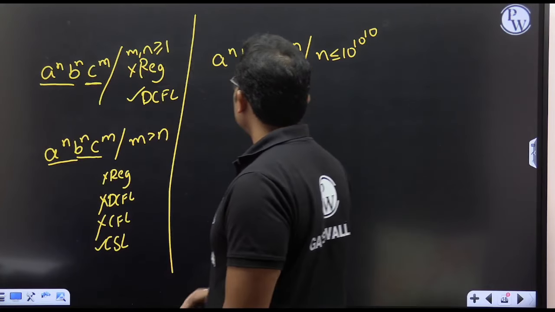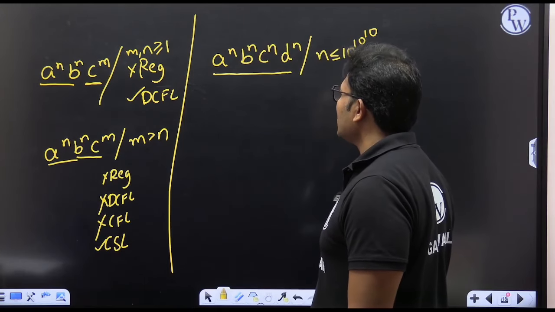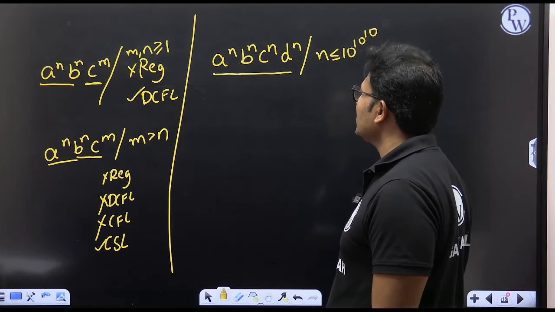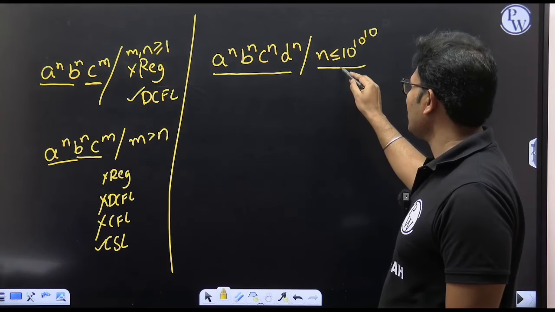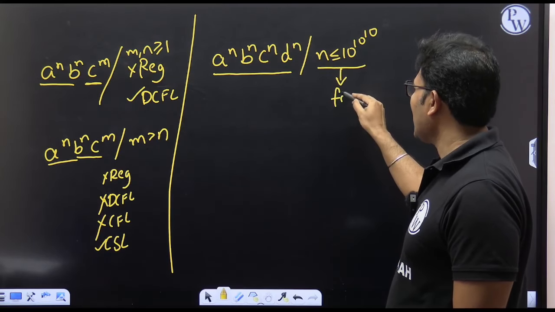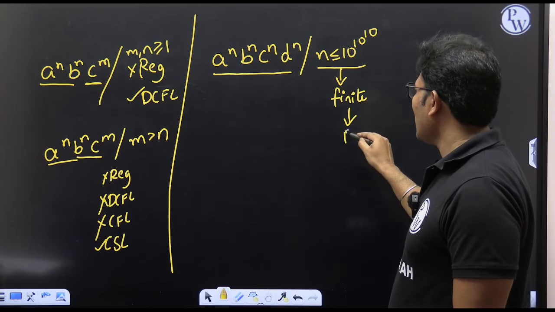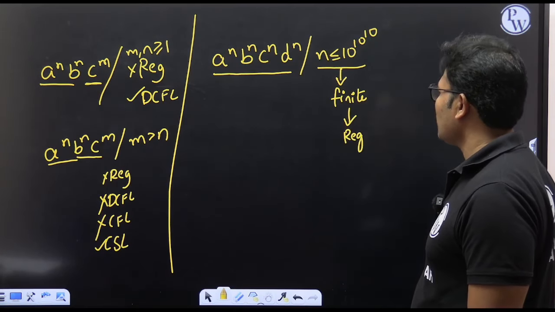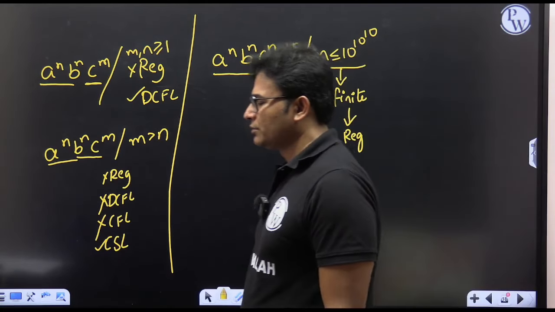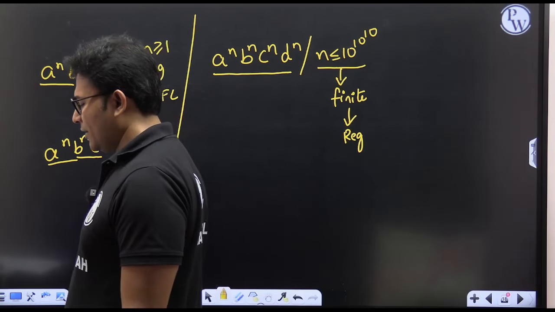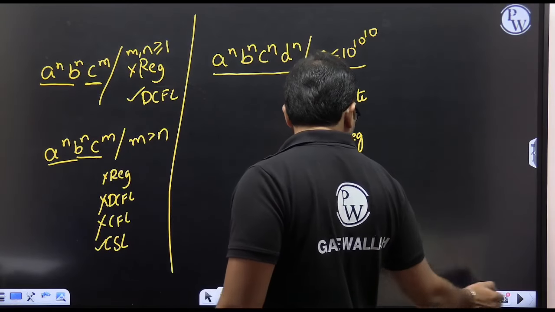So this language looks like it is not context free, but the problem is n is less than or equal to 10 power 10 power 10, which means this is a finite language, and any finite language is regular. Okay. I'll give you one more question.